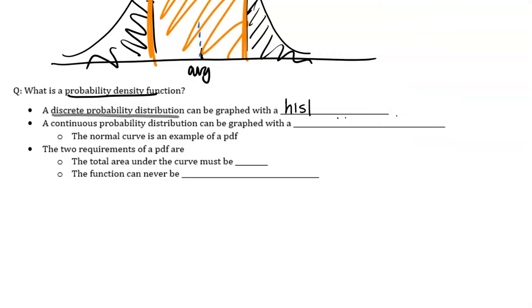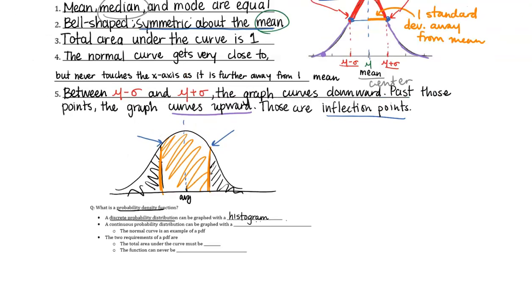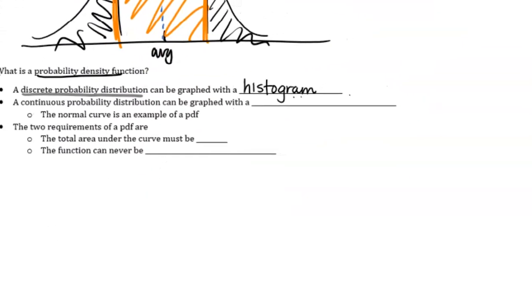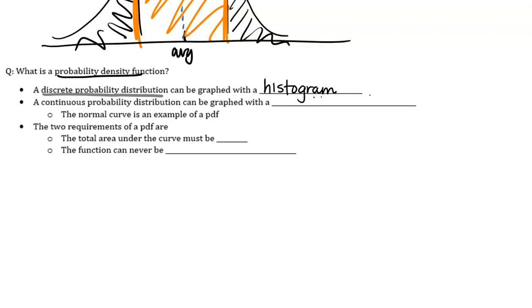Now, what we're learning about in this lesson is how a continuous probability distribution can be graphed. And we've already seen an example that it can be graphed with a normal curve. But more generally, a normal curve is a specific example of a probability density function. So a probability density function is a function that models the probability distribution for any continuous variable. And the normal curve is just an example of that.